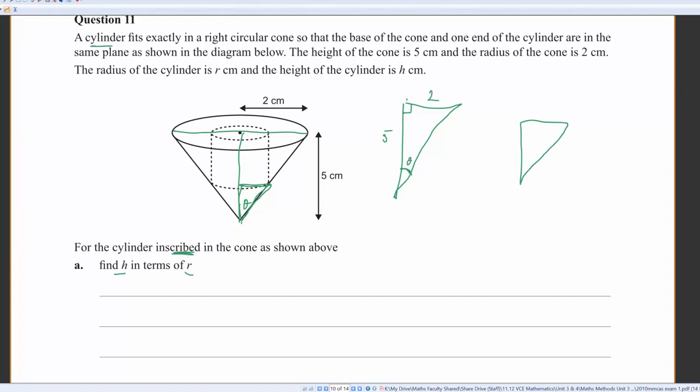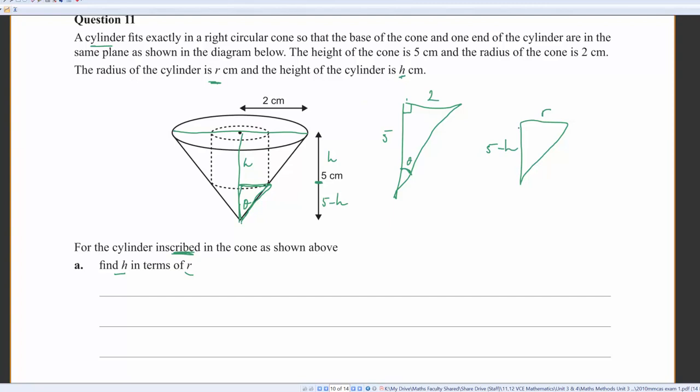Now, what do we know about this? Well, it tells us in the question that the radius is r, so the distance from there to there is r. I'm just going to note that by putting that as r. What we need now is a height. Well, if we know that this is 5, and we know that the height of the cylinder is h, we know that this is h here, then the distance from here to here is also h, which means this distance here must be 5 take h. So once I know that, I can plug that in, 5 take h.